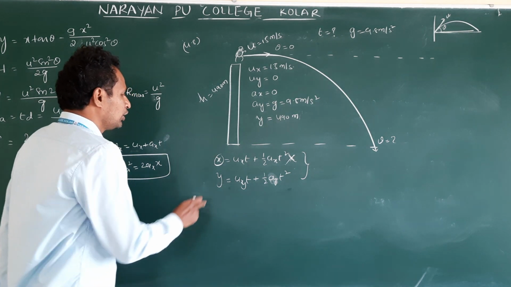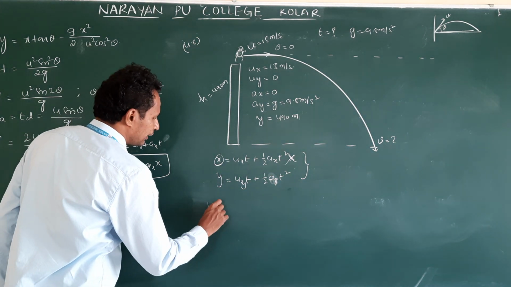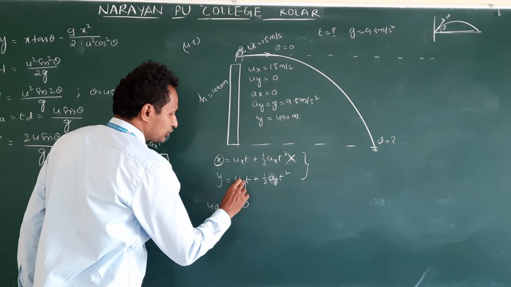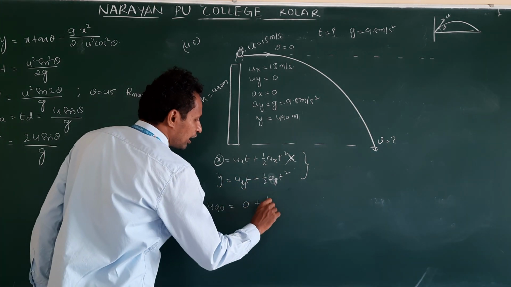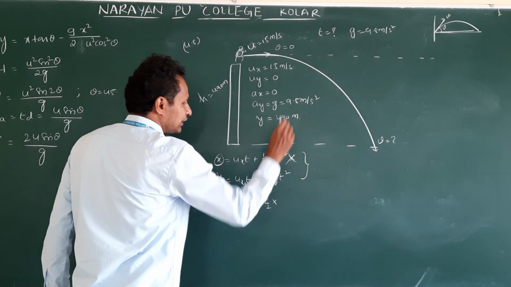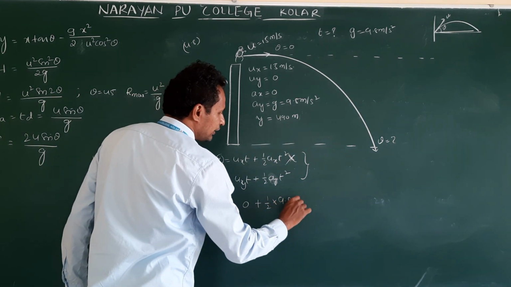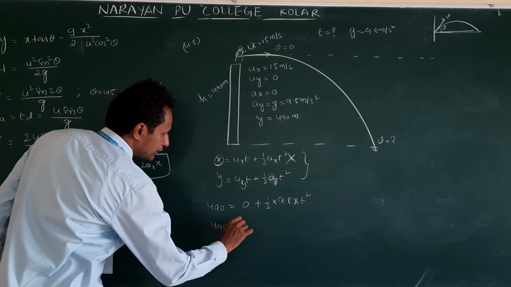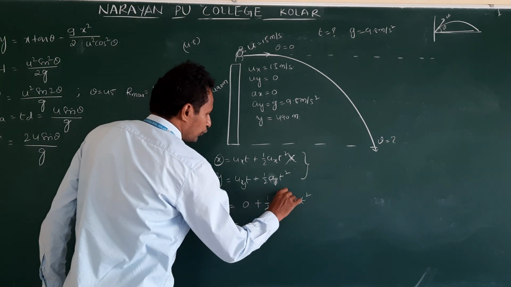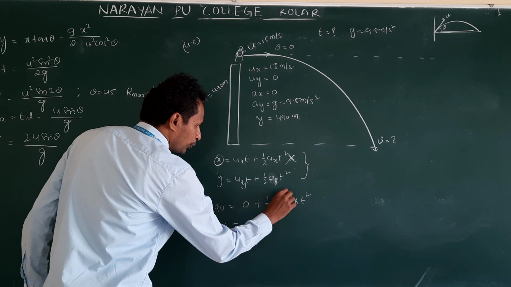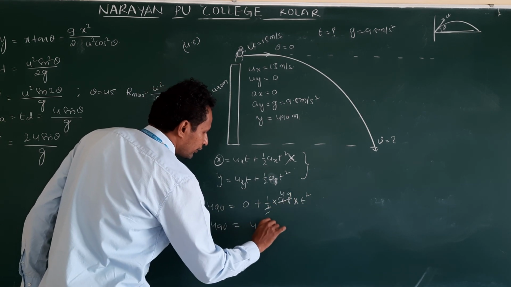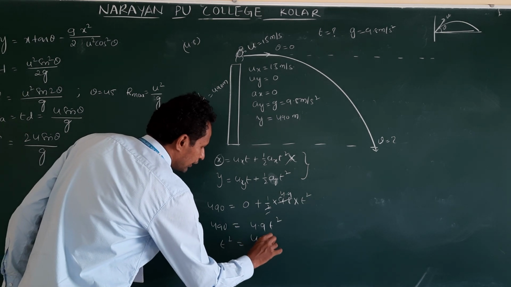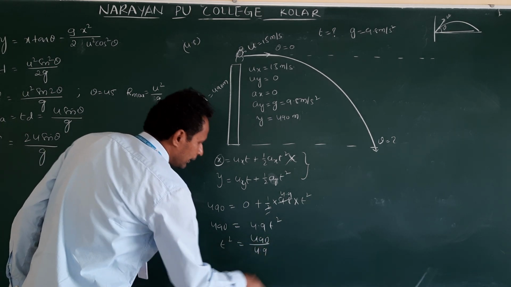Now substitute. What is y? 490 is equal to initial velocity in y direction 0, 0 into something 0, plus half ay, what is ay? g. This is nothing but 9.8 into t square. So 490 is equal to 4.9 t square. Now t square is equal to 490 by 4.9.